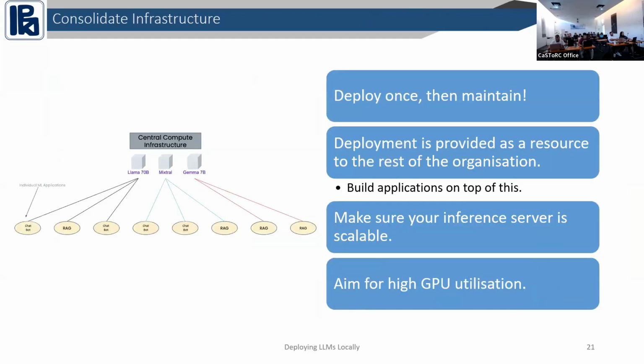And the other idea is consolidating infrastructure. So you have a central compute infrastructure, and you'll see today also in the hands-on that you can have the models deployed in some central infrastructure, and then you can build applications on top of those models by pinging the model, right? So you deploy once, and then you just maintain that. And the rest of the organization uses the models as a resource, and they can build on top of that. And this effectively increases GPU utilization.